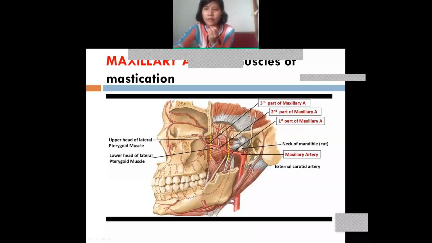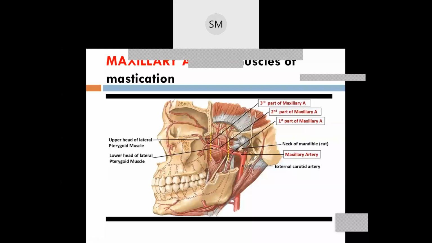Understand? So this maxillary artery goes and supplies blood to all this area, all this portion. First part of maxillary, second part of maxillary, third part of maxillary. It's written, no? All this portion. So the maxillary artery supplies blood in all this area. Mastication. Is it clear?